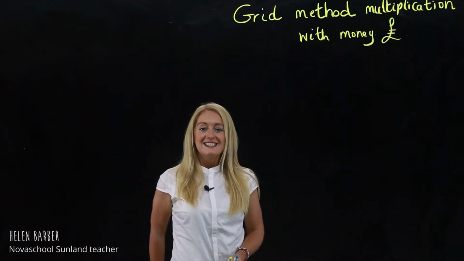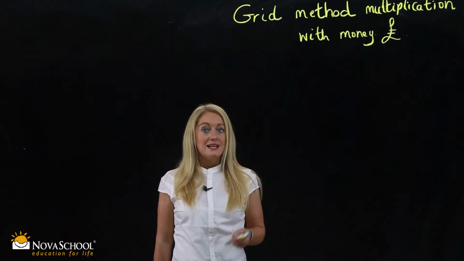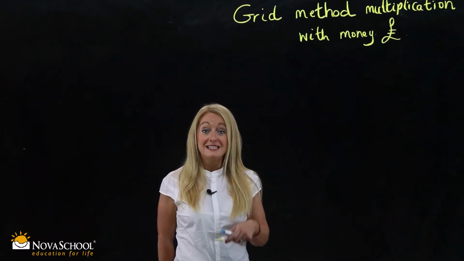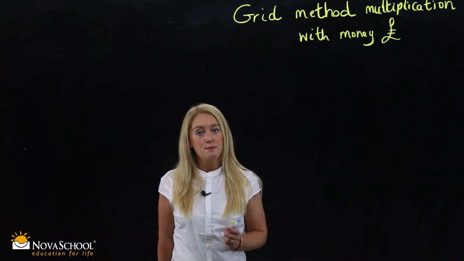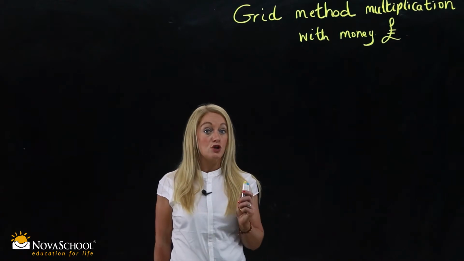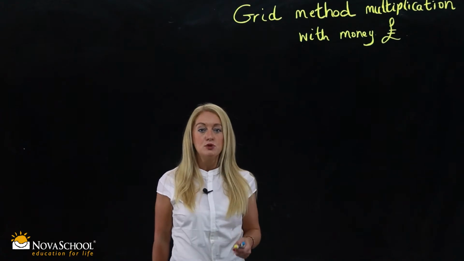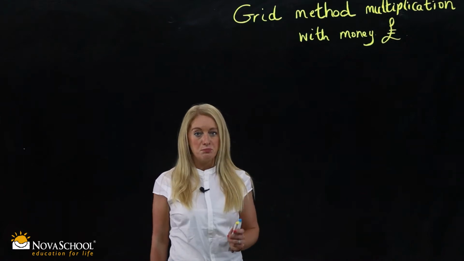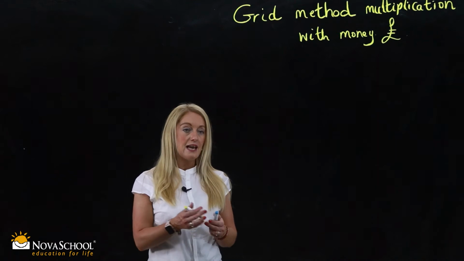Hello everyone, today we're going to look at grid method multiplication. Now, you have seen videos that I have made with grid method multiplication, but today we're going to do it with money. This is a different method for multiplying with money. I can show you another method, which is the column method, but this one's a little bit different and can help you to separate the pounds and the pence in English money. Okay, let's have a look at the question and we can see both methods if you like.